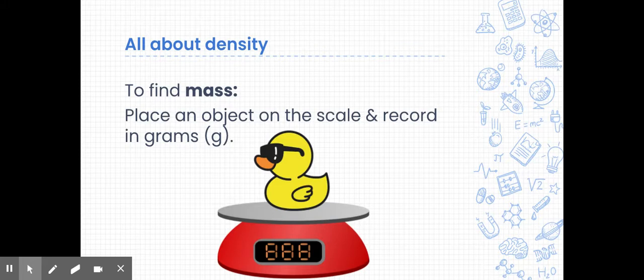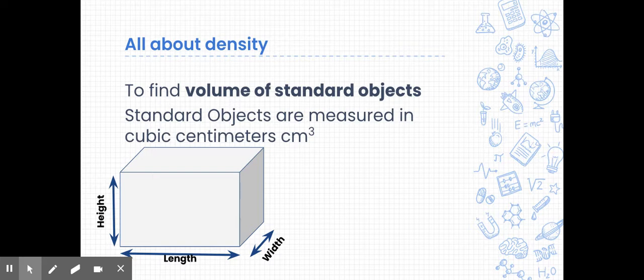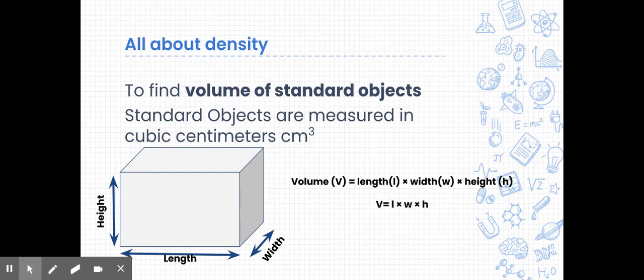So, all about density. If you're going to find the mass of an object, you're going to place it on the scale and record it in grams. We learned about that during our metric notes. If you want to find the volume of standard objects, they are going to be measured in cubic centimeters. And this is where that formula volume equals length times width times height. The formula can either be written V equals L times W times H, or it can be written V equals LWH. Either way, length times width times height.